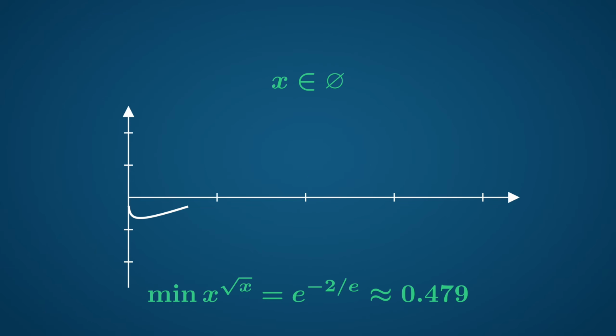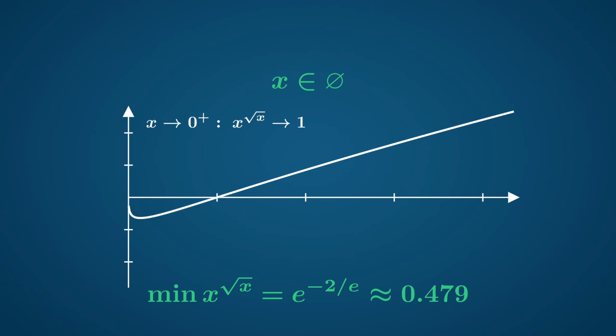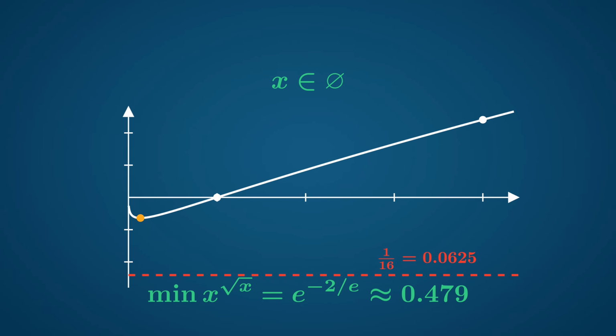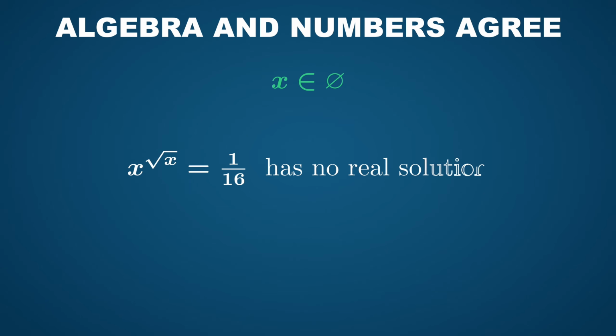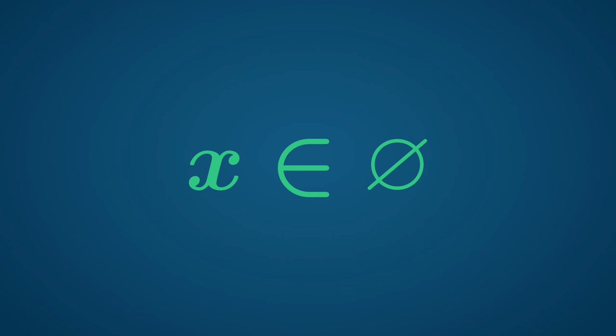In x terms, the left side starts near 1 for tiny positive x. It dips to about 0.48, near x equal to 0.135. It returns to 1 at x equal to 1, then races upward past that. It passes through 16 at x equal to 4, matching our first test. Nothing on that entire curve ever touches 0.0625. So the conclusion is verified from both the algebra and the numbers. No real value of x makes x to the square root of x equal 1/16th. That is the full solution, and the answer is the empty set.